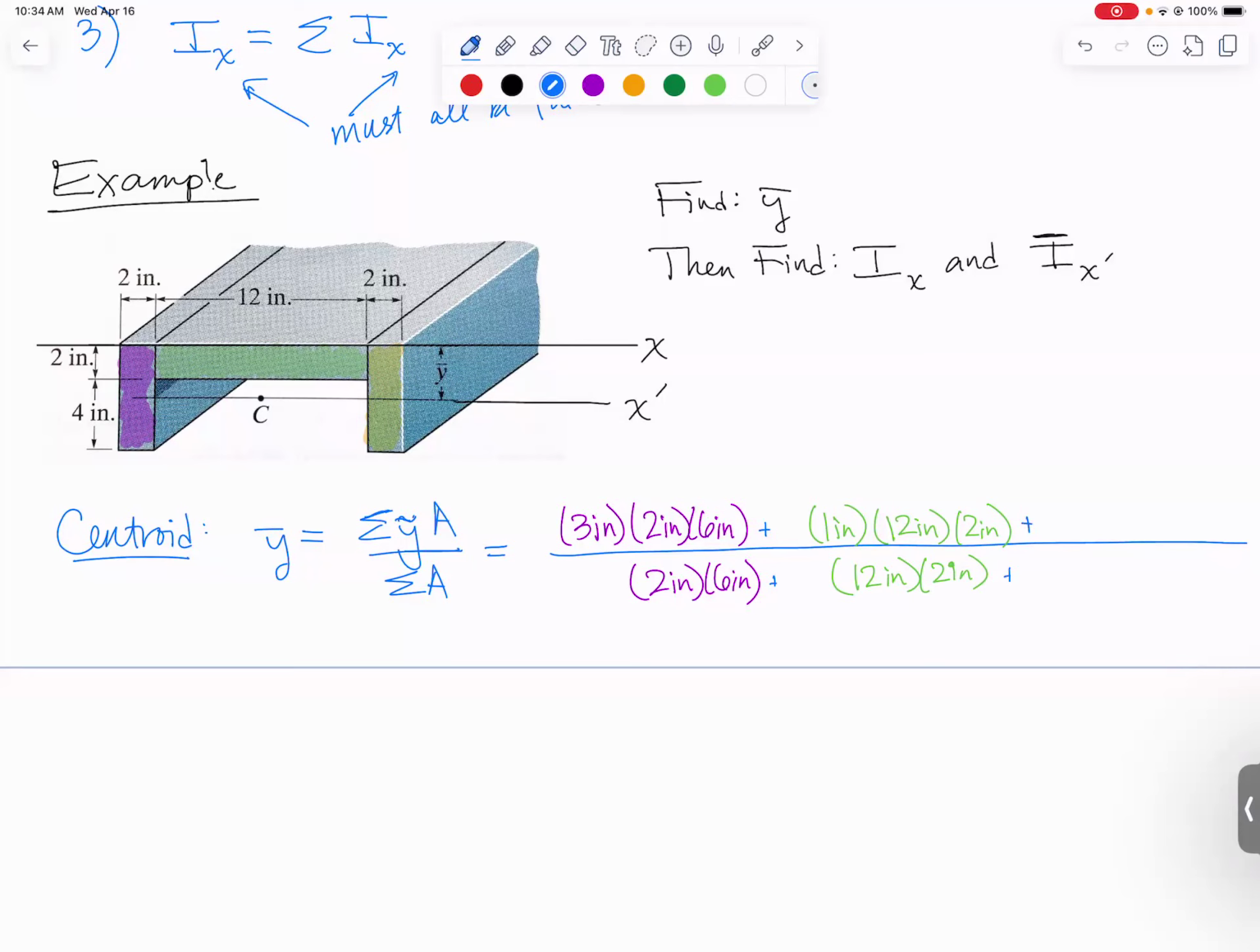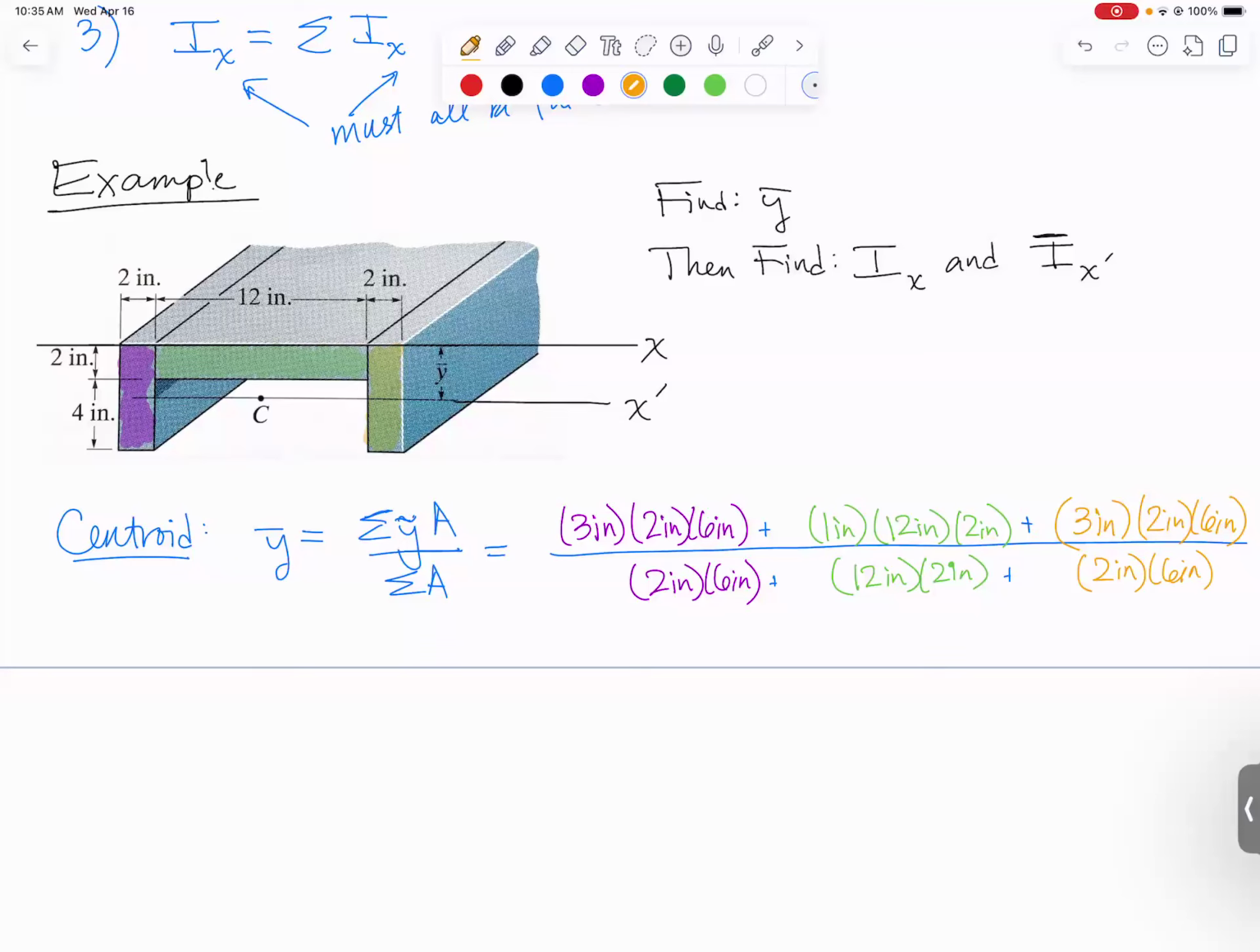And then we have one more shape. It is another 6 inch tall rectangle, so the centroid will be 3 inches down. So we'll put in 3 inches for the centroid of that rectangle. And the area is 2 inches times 6 inches. Put the area only on the bottom, 2 inches times 6 inches.